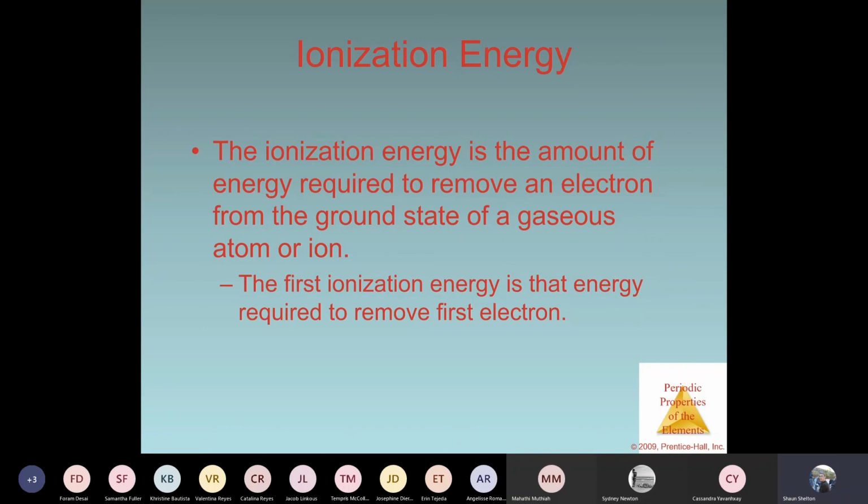Okay, so the ionization energy is the amount of energy required to remove an electron from the ground state of a gaseous atom or ion. Ground state, again, is just referring to how stable the atom or ion is.